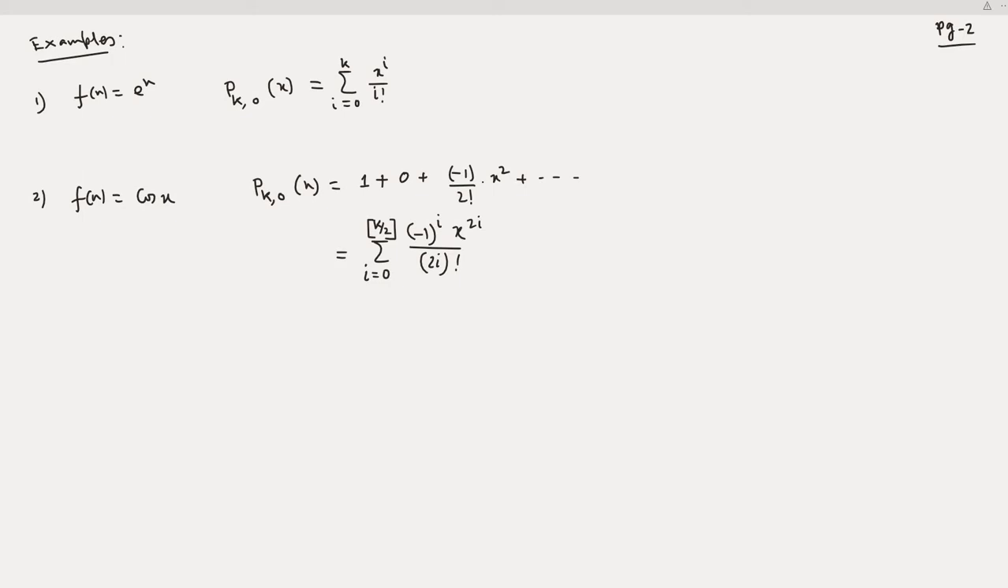Also, again we have some remarks. Here we have some exercise: collect more examples.